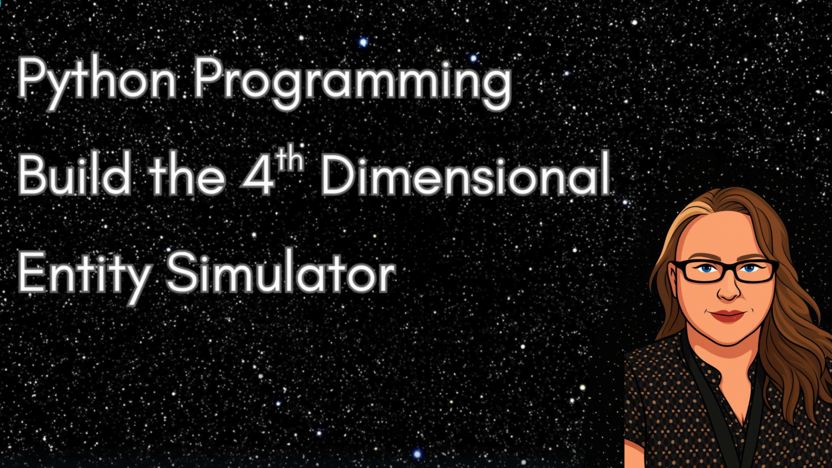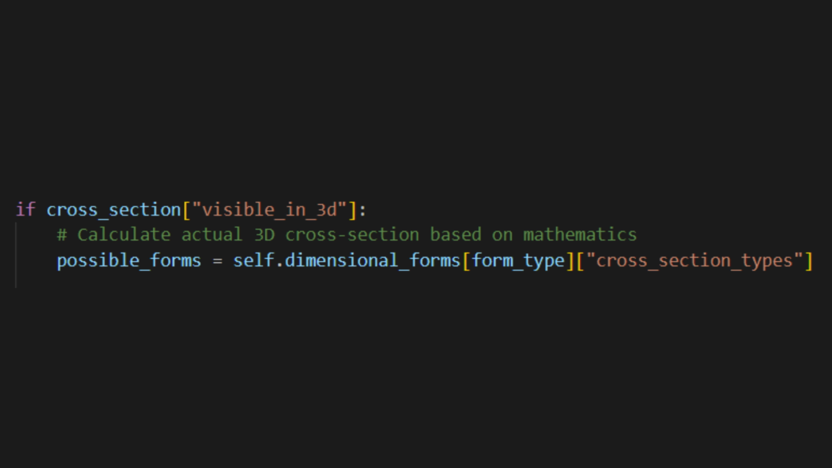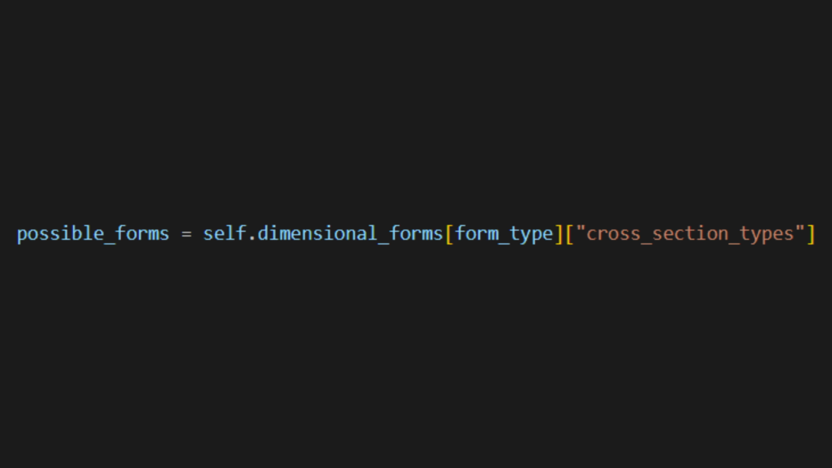Now we're adding a comment to explain what we're about to do, and this comment's important because we're transitioning from checking visibility to performing complex mathematical calculations, and this helps document the purpose of code sections. But then we get to this sophisticated line.